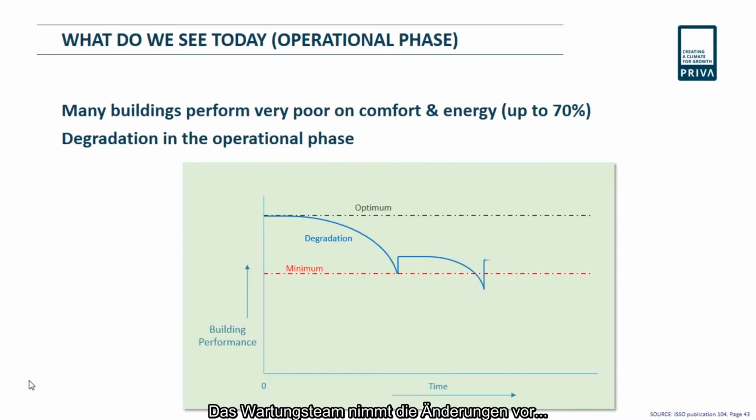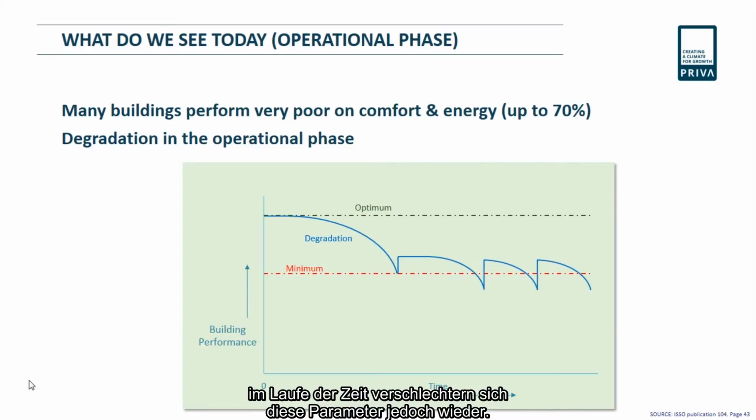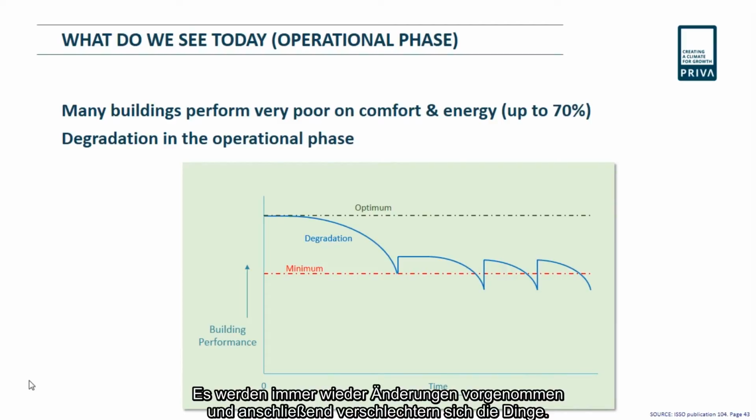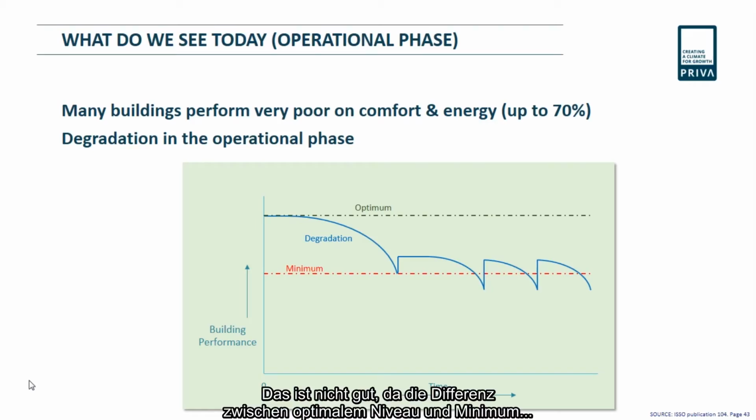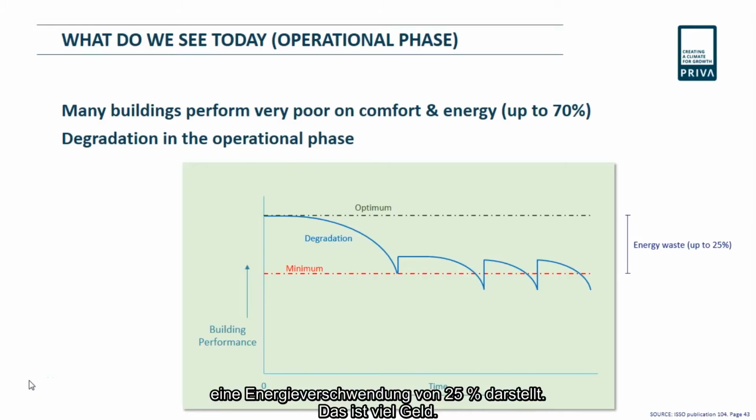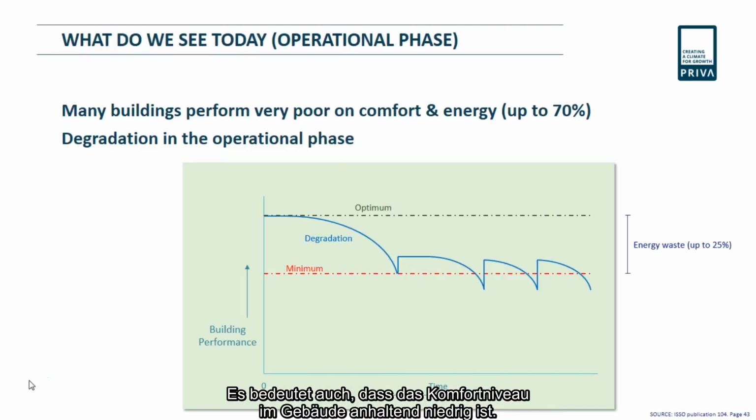So he changes them and he sees over time that they will degrade again. Again and again we do changes and they degrade again. This is a bouncing around on this pain threshold that we actually see, which is not a good thing, because the difference between the optimum level and this minimum level is about 25% energy waste, which represents a lot of money. And it also means that the comfort levels in the buildings are very poor as well.